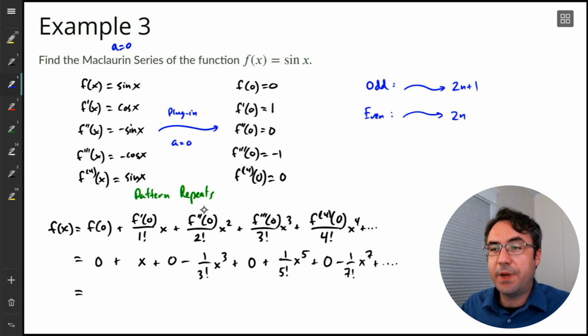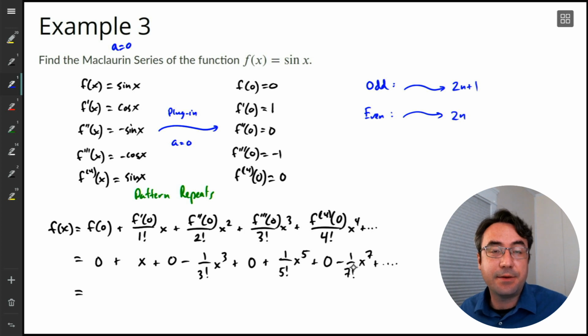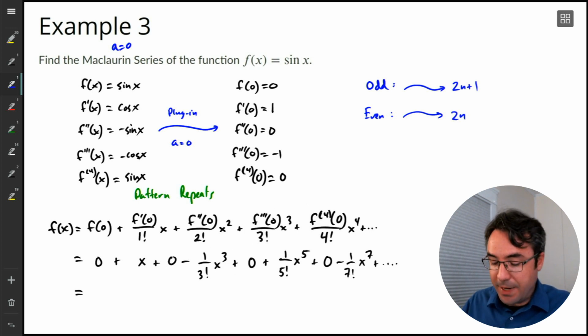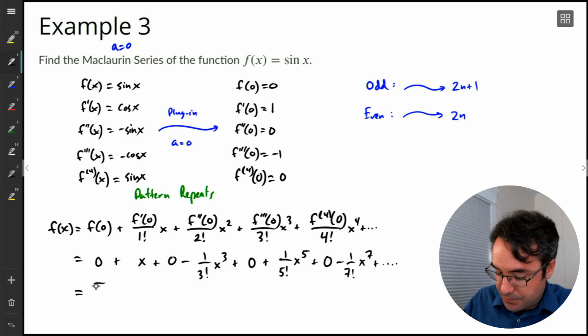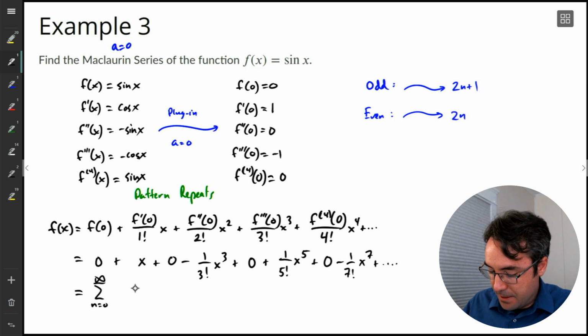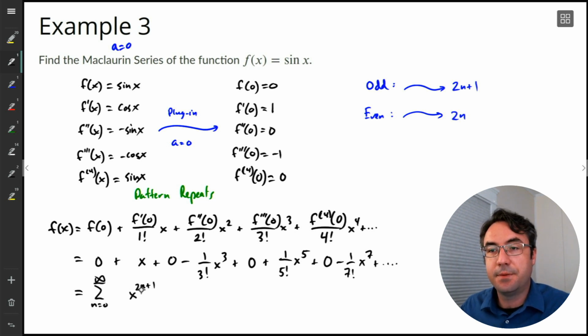So we have what we have here, writing out the first few terms, we have all of the odd powers. So the way to capture that is we're going to do the sum from n equals 0 to infinity. We're going to have x raised to the 2n plus 1, because that's going to give us 1, 3, 5, 7. It's only going to give us the odd powers.